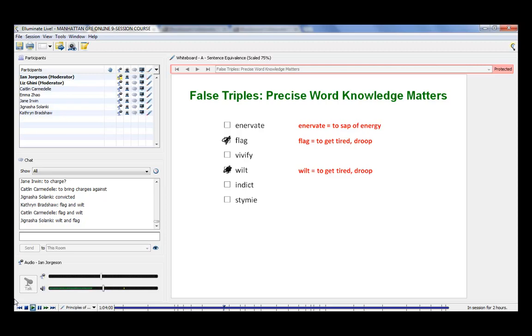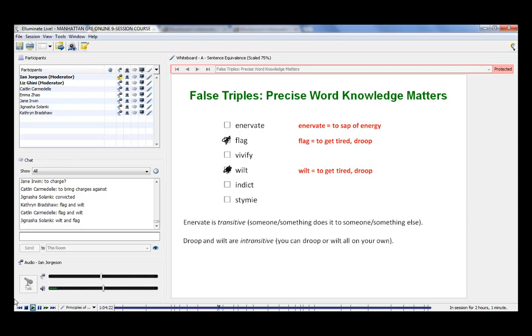Yeah, you guys have it. It's actually flag and wilt. And the difference in this set of three, remember earlier we saw a set of three. We saw terse and brusque and succinct. And the difference was one was positive and the other two were negative. This difference is even more subtle, but it's the difference between a transitive verb and an intransitive verb.